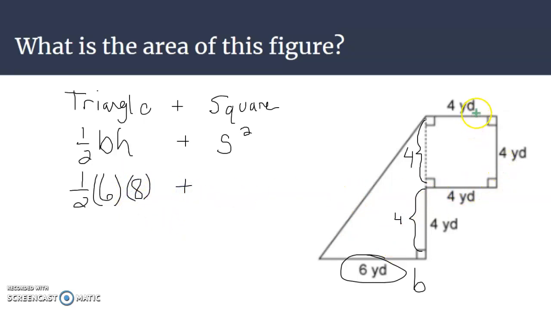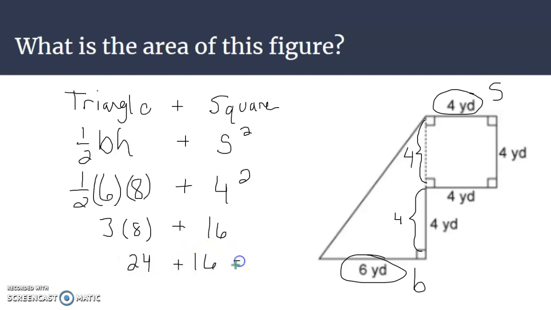The side of the square we can see. It's pretty easy. One side is 4. So here we take 4 and square it. Simplifying our expression here, 1/2 of 6 is 3. So now we just have 3 times 8. 4 squared is 16. 3 times the 8 makes 24.